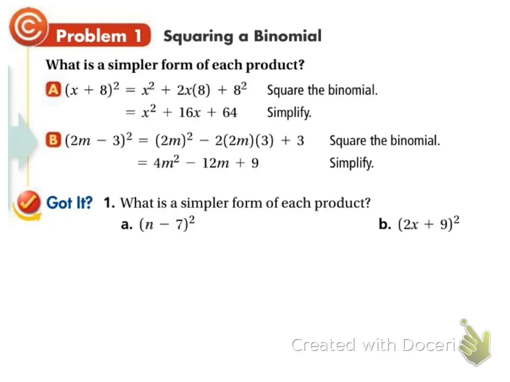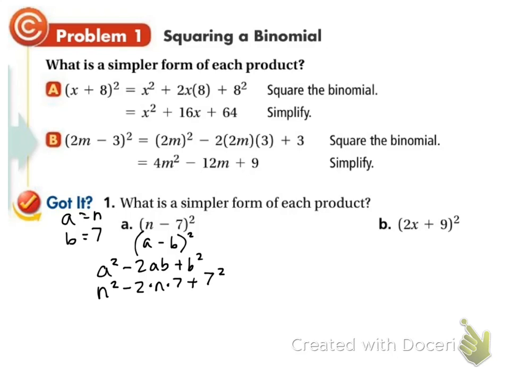n minus 7 squared. If we match this up with our form, we've got a minus b squared, so our a is now n, and our b is now 7. Our general form is a squared minus 2ab, because there's a negative, plus b squared. Then we can plug in. So a is n, so this is n squared minus 2 times n times 7 plus 7 squared. Then we just have to simplify it. 2 times 7 is 14, so this is n squared minus 14n plus 49, and that's our answer.